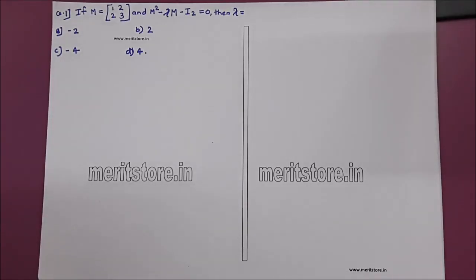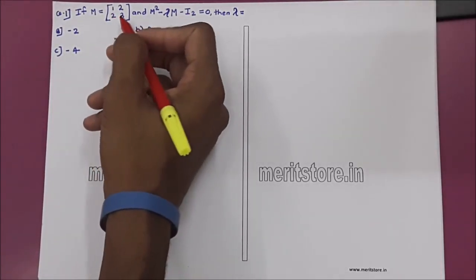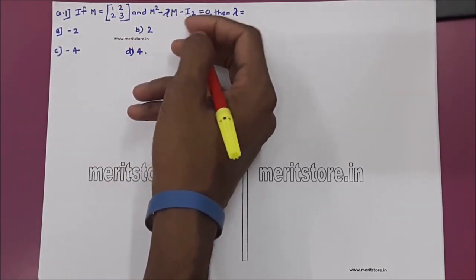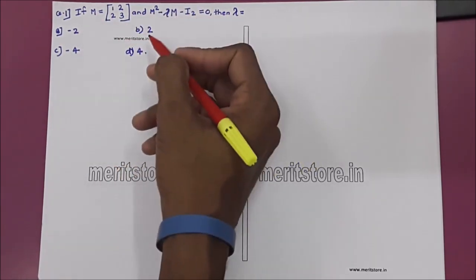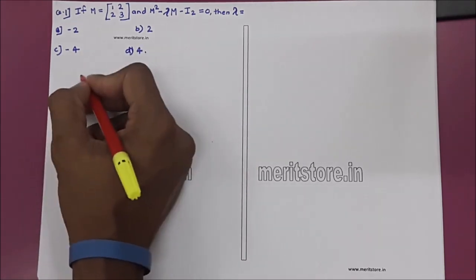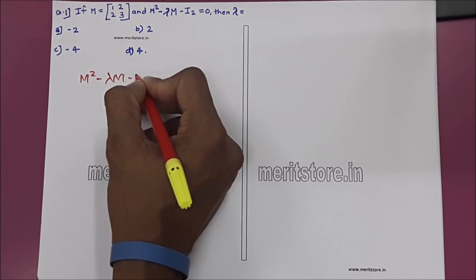Question 1. If M is equal to the matrix [1, 2; 2, 3] and M square minus lambda M minus I2 is equal to 0, then lambda is equal to? We have 4 options: A, minus 2; B, 2; C, minus 4; and D, 4. We have the equation M square minus lambda M minus I2.